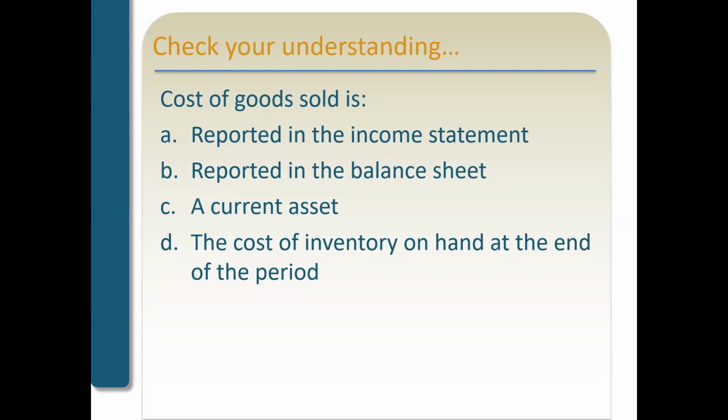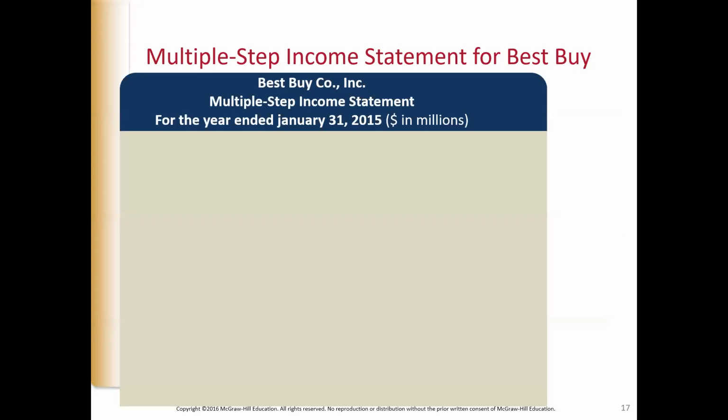Cost of goods sold is A, reported in the income statement, B, reported in the balance sheet, C, a current asset, or D, the cost of inventory on hand at the end of the period. A. A? What about everyone else? What do you think? A. Awesome. Excellent, guys. It's reported in the income statement.